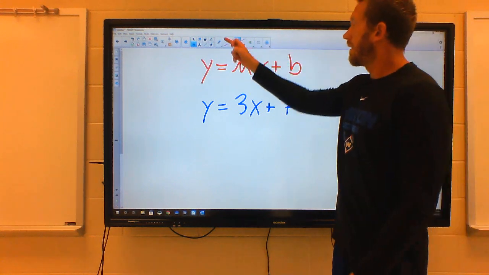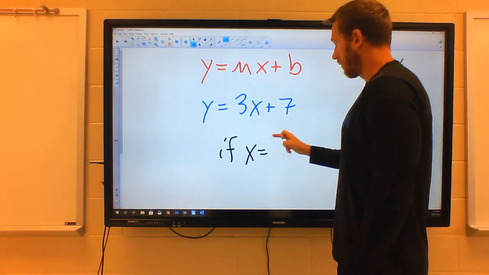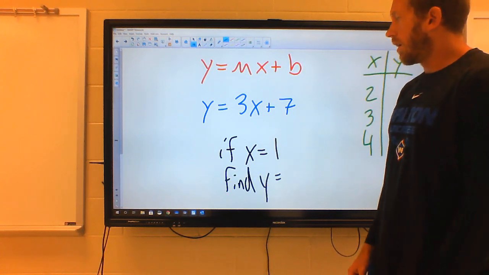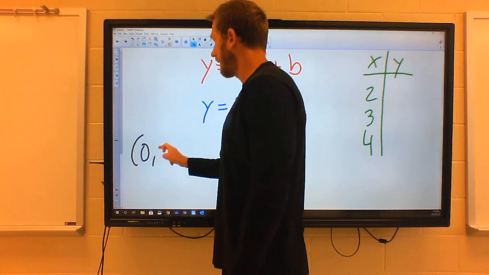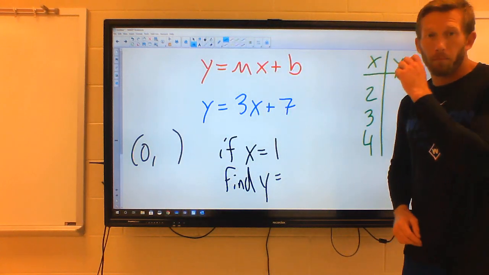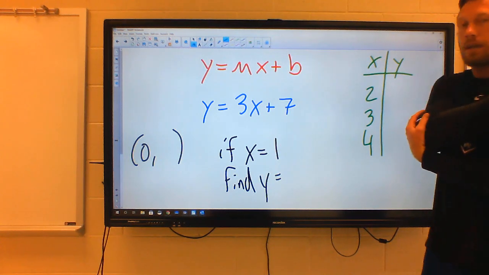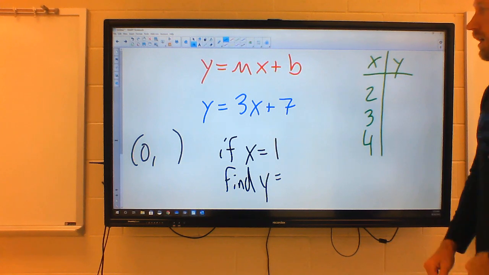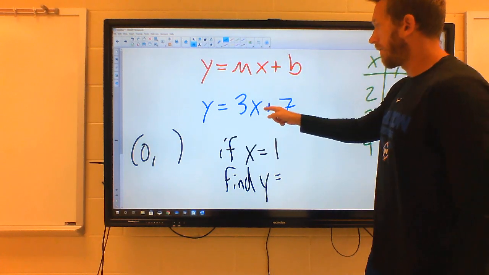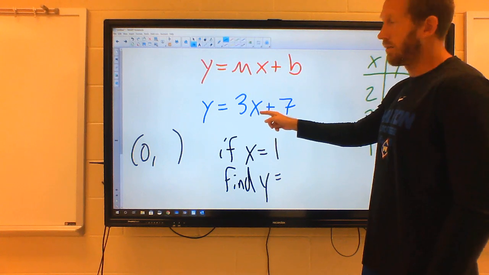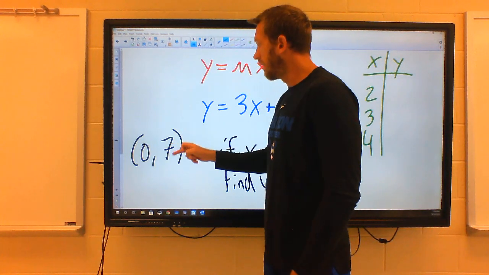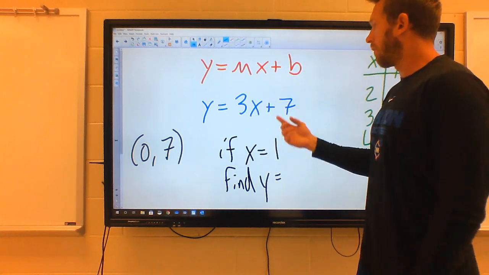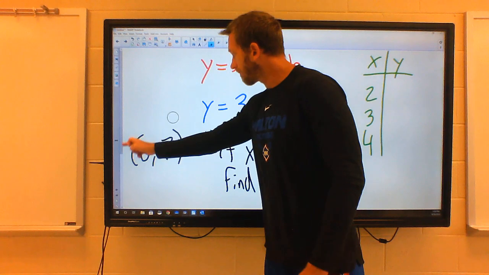Or they might have said, if x equals 1, find the value of y. Or they might just have given you part of a coordinate and said find the other portion of that coordinate. All of this is done in the past, where you're basically plugging 0 in for x, 3 times 0 is 0, plus 7 is 7, and you should be fairly comfortable knowing that the y-intercept of this slope-intercept form of equation is (0, 7).